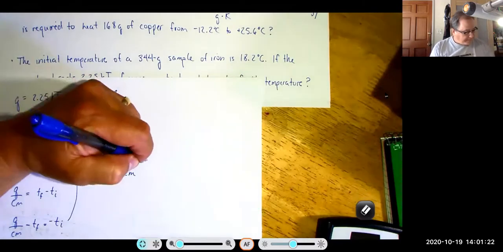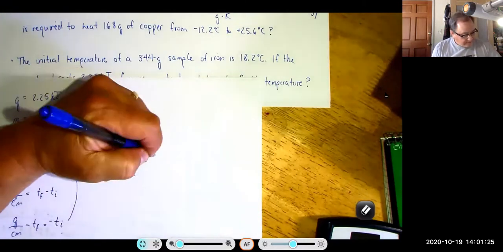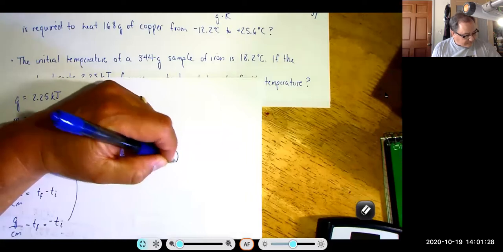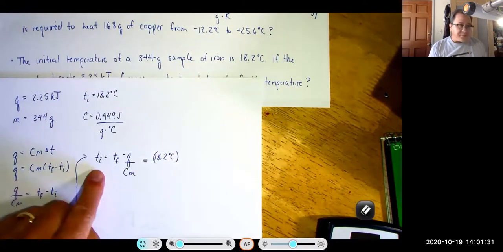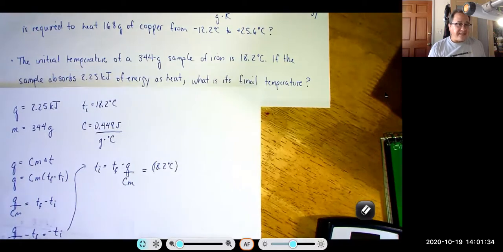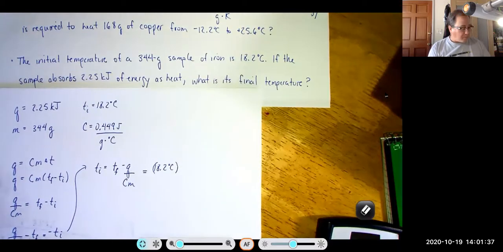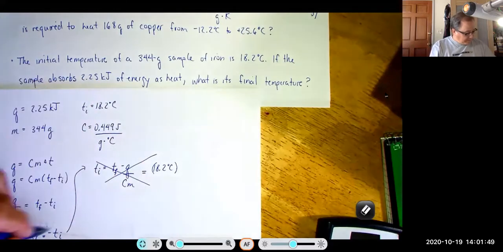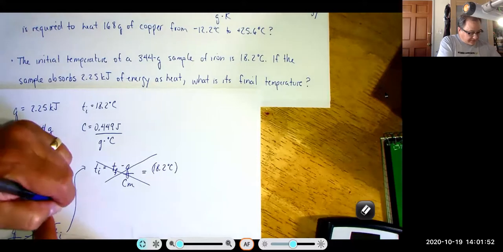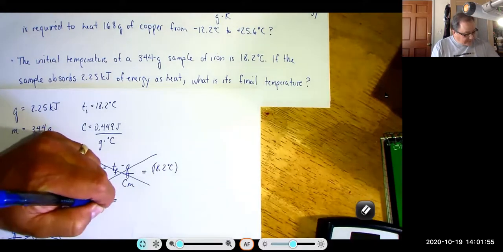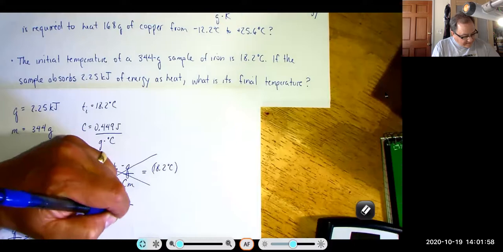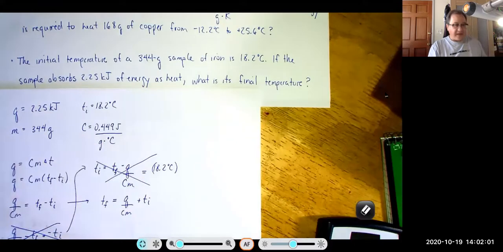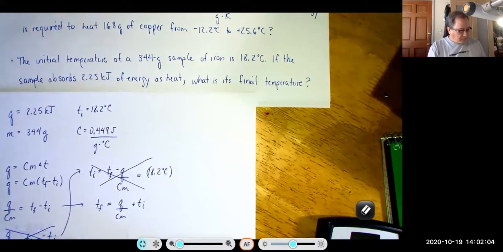So when I plug the numbers in, T final is 18.2 degrees Celsius. And here, remember, for this particular problem, if the sample absorbs energy, what is its final temp? We expect the final temp to be higher. Oh, I solved this for the initial temp. So I've got to cross this off. And I've got to do this. T final is Q over Cm plus T initial. I didn't read the problem carefully. So what is the final temp?